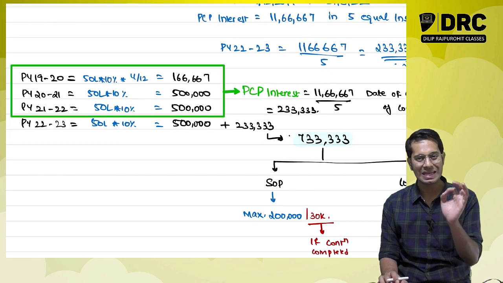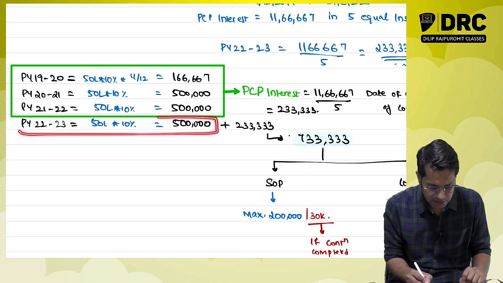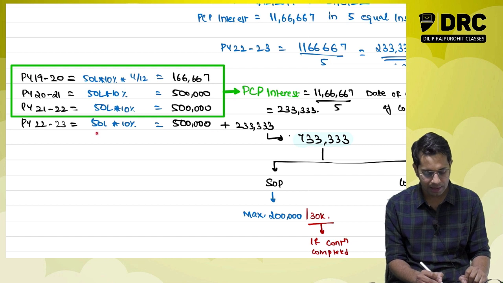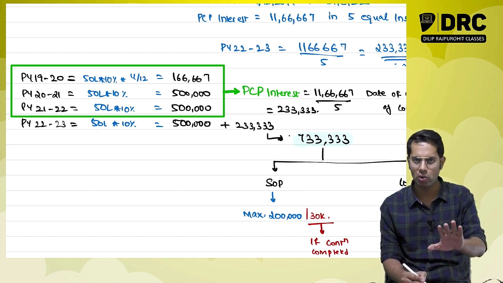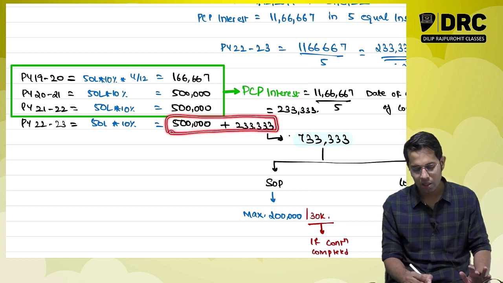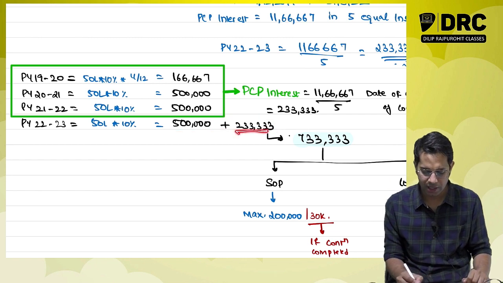So in the year in which construction got completed, which is nothing but previous year 22-23, I will get the deduction of interest for that particular year's interest, plus I will get a proportionate portion of the deduction of the pre-construction period.